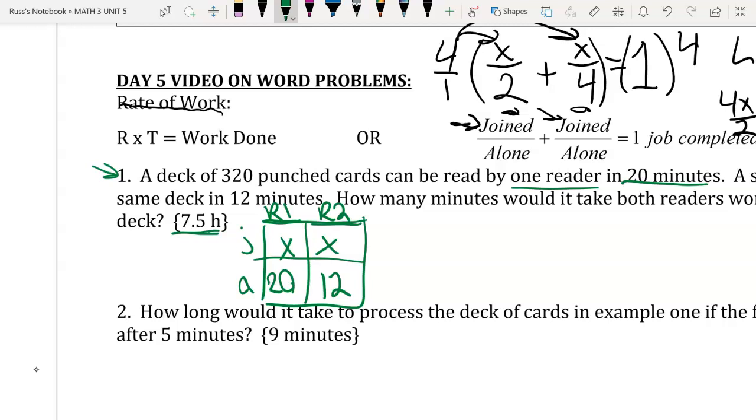Now here's why I do this chart. Here's the deal. x over 20 is my first fraction, kind of like when I was talking up here, plus x over 12 is my other fraction, and they should always equal one job.